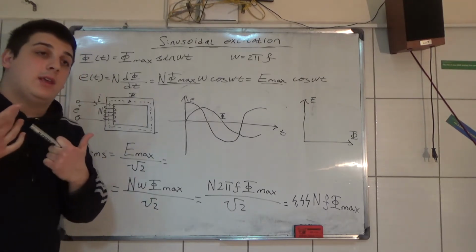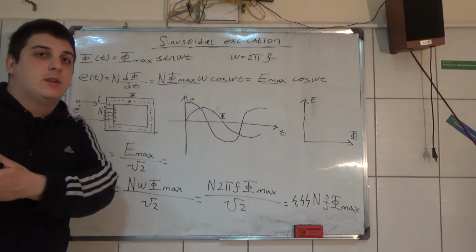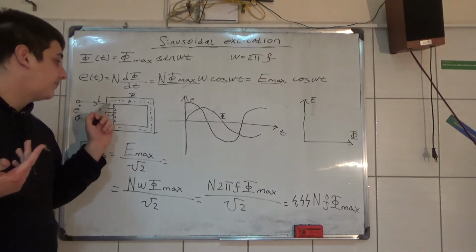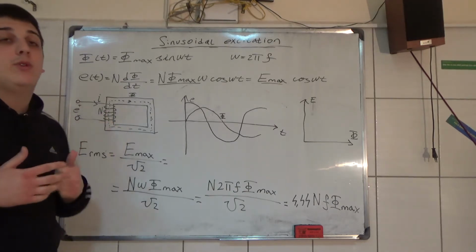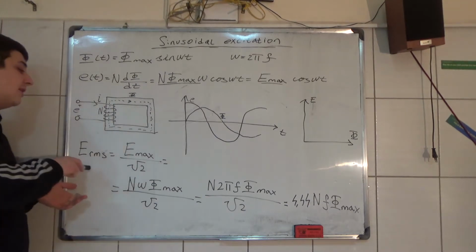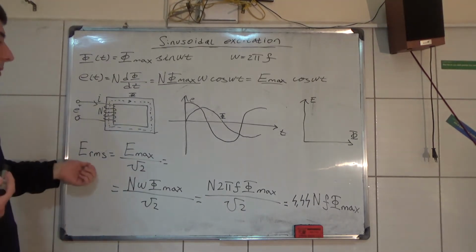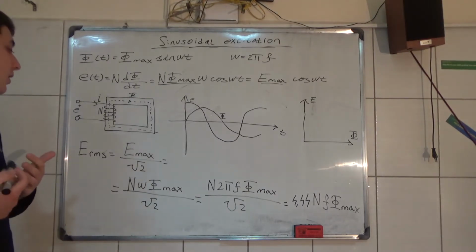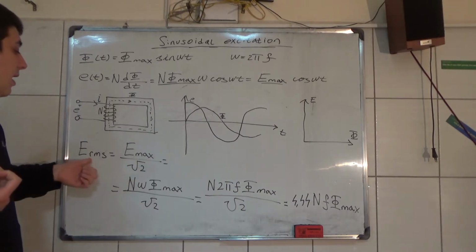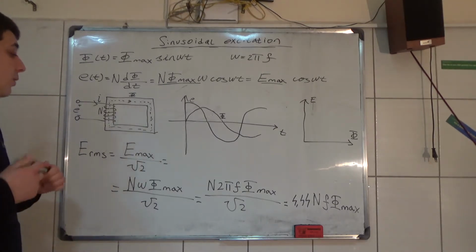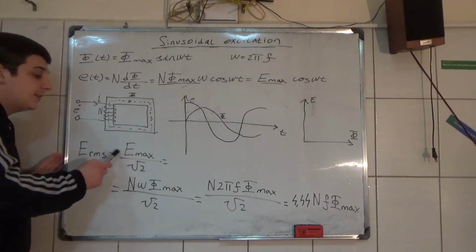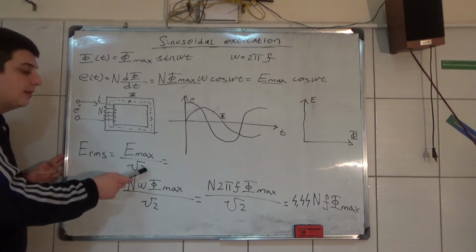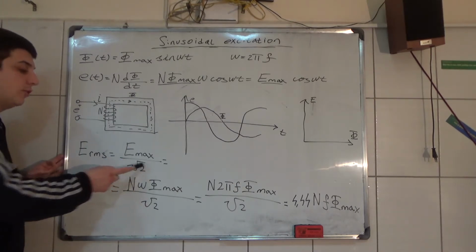Now, how do we measure the RMS, the root mean square, of this induced voltage on this coil? Well, by formula. The RMS, in my language, is called effective voltage, but in English literature it is called root mean square. So we measure it by dividing the amplitude of the voltage by the square root of 2.